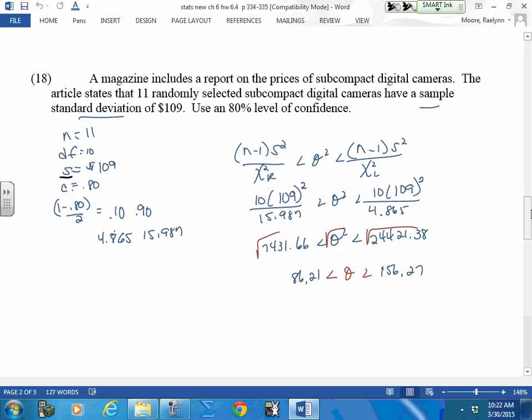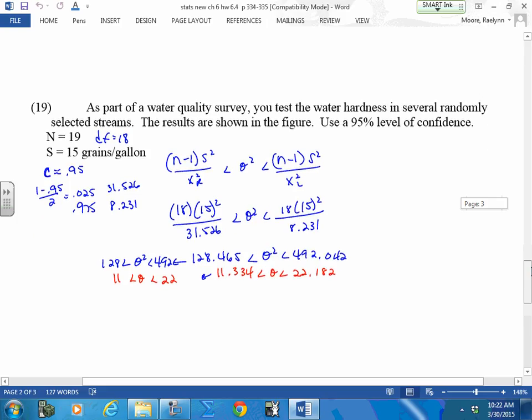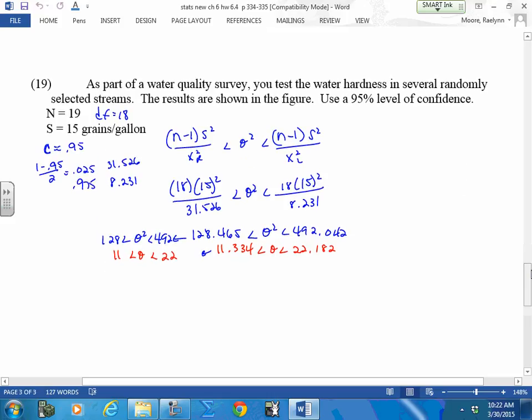Questions? It's looking good? Okay, and last one. They gave you a little graph there to take this from. They gave you N, they gave you your S. Again, you plug it in.